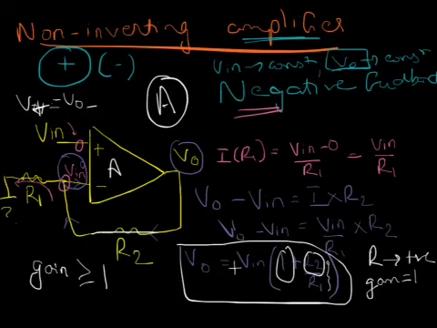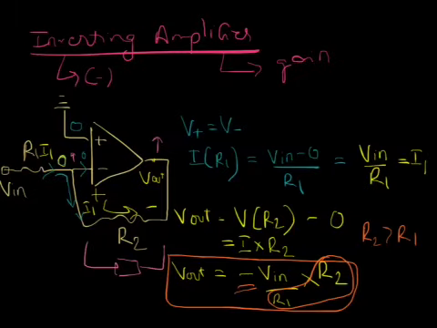So you'll notice that in this transfer function, it is Vo equals Vin into 1 plus R2 upon R1. And in this case, it is Vo equals minus Vin into R2 upon R1. In both the cases, it's only the value of the resistors R1 and R2 which determine the gain, and A does not matter at all.